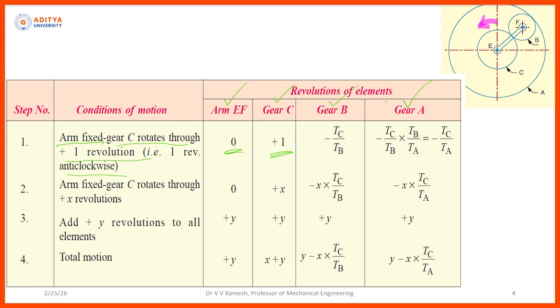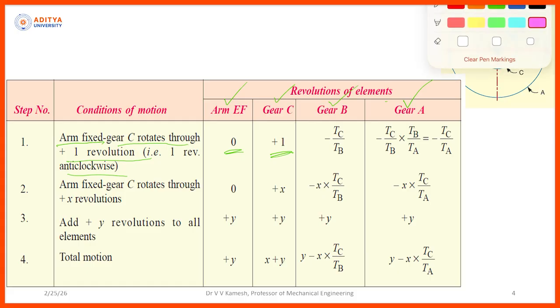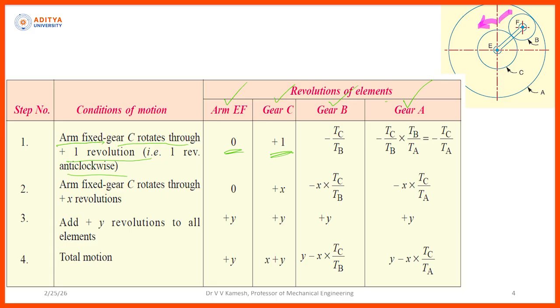What about the rotation of B? It will rotate in the opposite direction, so B will have clockwise. Now, what is NB? NB by NC is equal to TC by TB. When NC is minus 1, NB will become minus TC by TB. This is actually NB. Because of the directional reversal, we are making it minus.